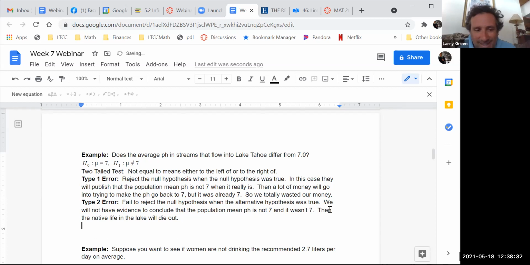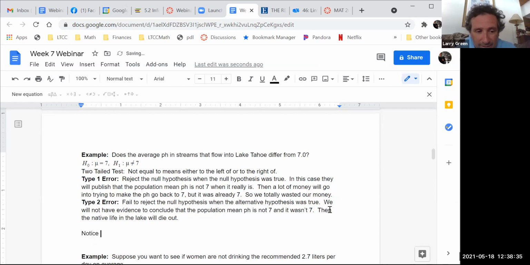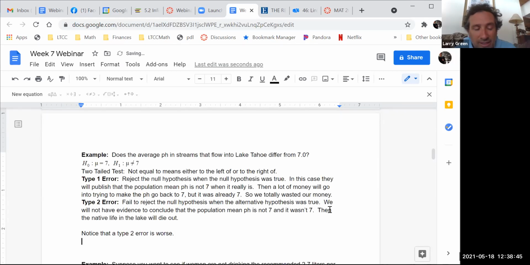So notice that a type 2 error is worse. All right, so what does that tell us? Well, here's what we do, okay? So if they're the same, we set the level of significance to be 0.05. Remember, we had confidence intervals, kind of similar to that, except for some reason, don't get mad at me, I'm not the one that made this decision.